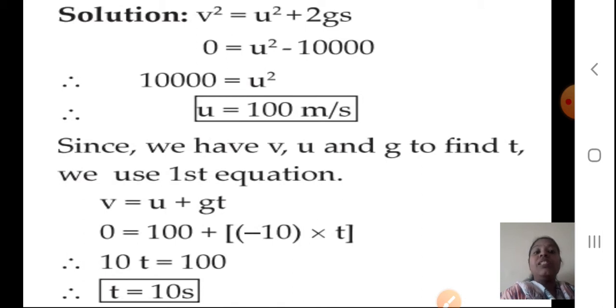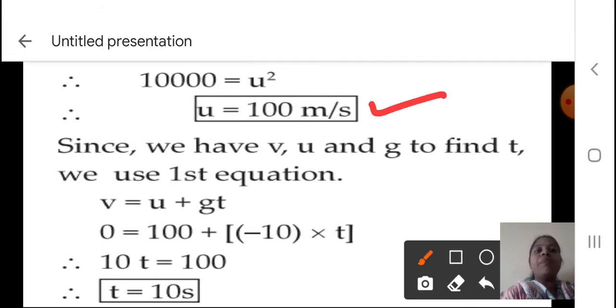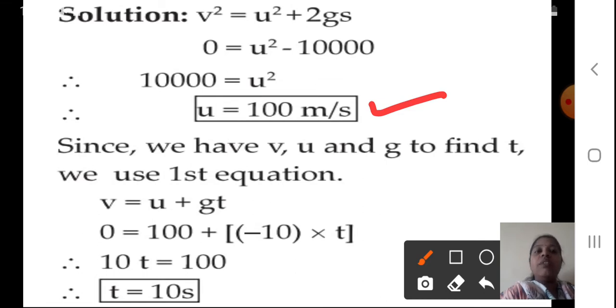Now since we have v, u and g, to find t we use the first equation. I hope this part is clear to you, how we have got this. Now here we are using the first equation, v is equal to u plus gt. You don't have the t value, you have the v value, u value and g value, right? We have substituted that and we got 10t is equal to 100. Students, when you solve the sum, you will understand it better. Here t will become 100 divided by 10. So the answer will be 10 seconds.